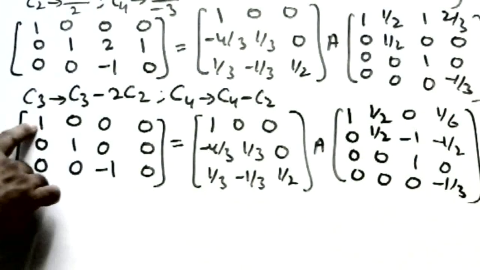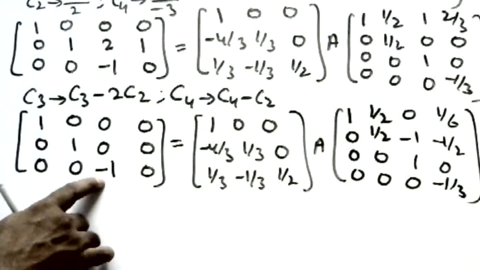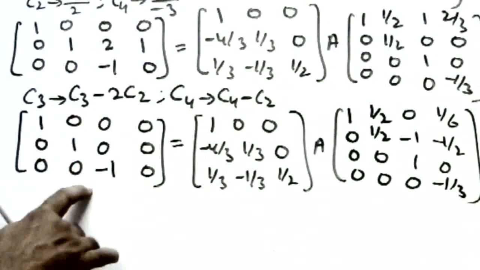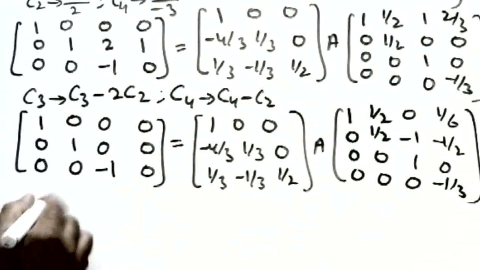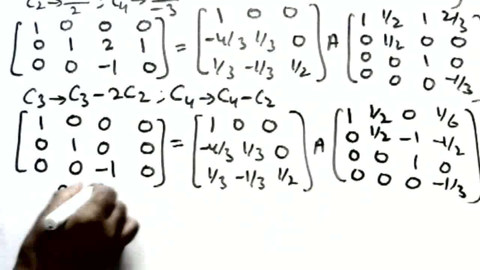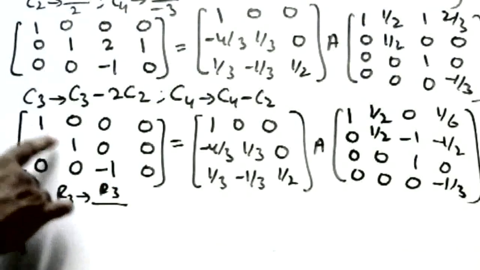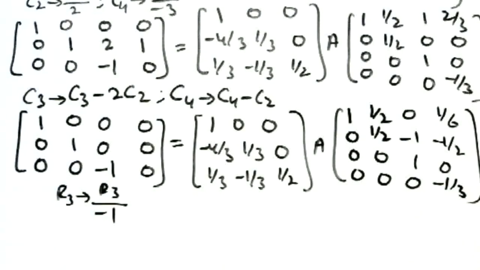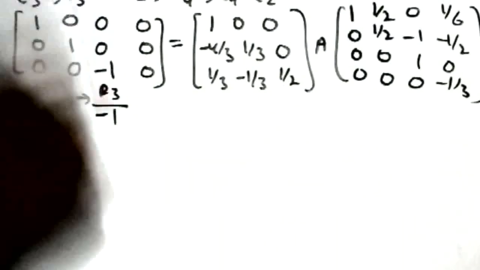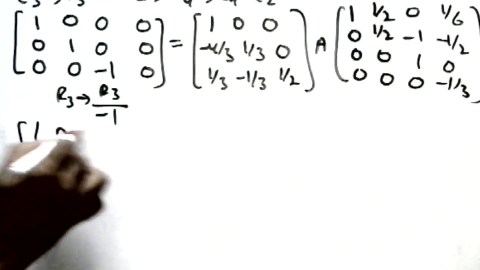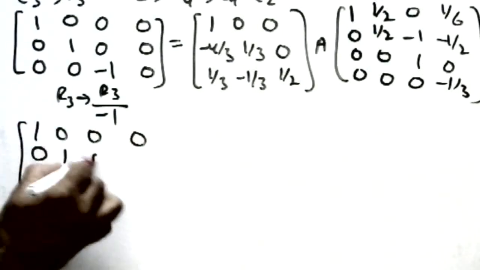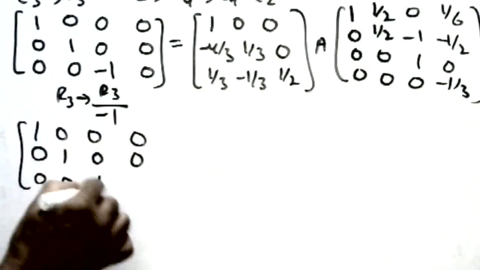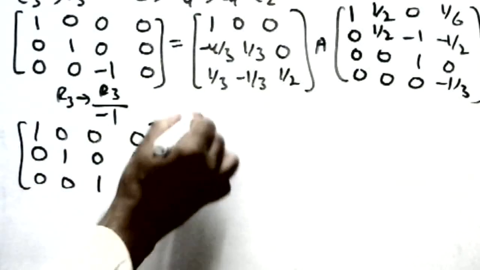So only one step is left. What is here? We got minus 1 here, and we have to make it 1. Either we can take common minus 1 from C3 or R3. Anyway, no problem. I'm writing like this: R3 implies R3 divided by minus 1, because we must get plus 1. So if we divide by minus 1, it will become plus 1. So I'm changing the third row. So 1 0 0 0, 0 1 0 0. Now if we divide by minus 1, this minus will get cancelled, 1 0.